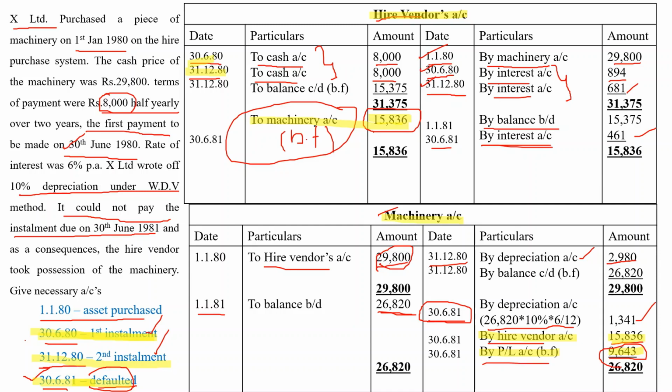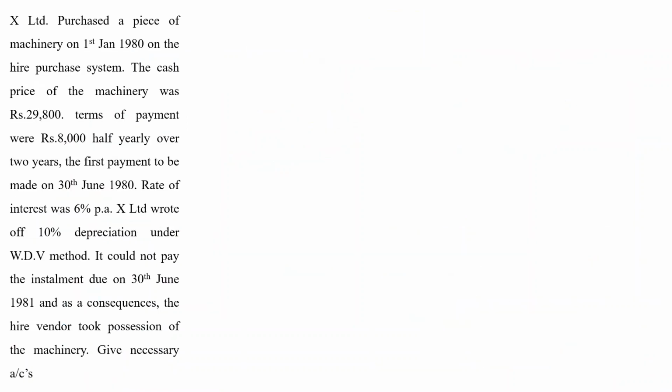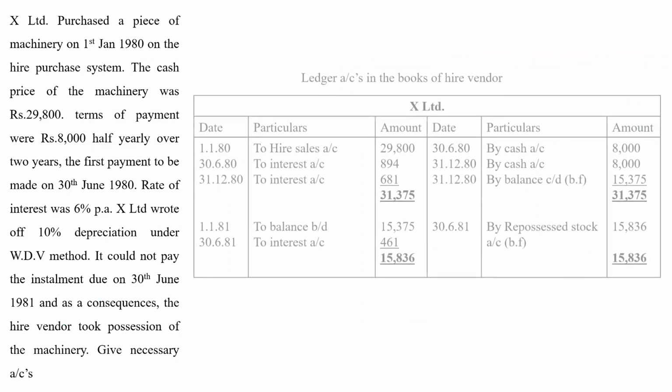We cannot show any balance in the machinery account. The machinery is taken back by the seller, so no machinery exists with us. We have to close this machinery account by transferring the balance to profit and loss account. Okay, now let's move on and see how to work out ledger accounts in the books of the hire vendor.